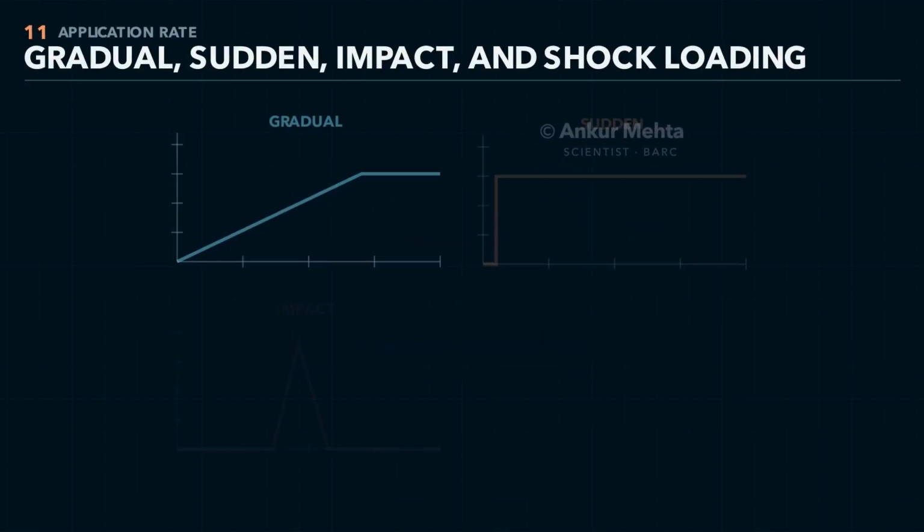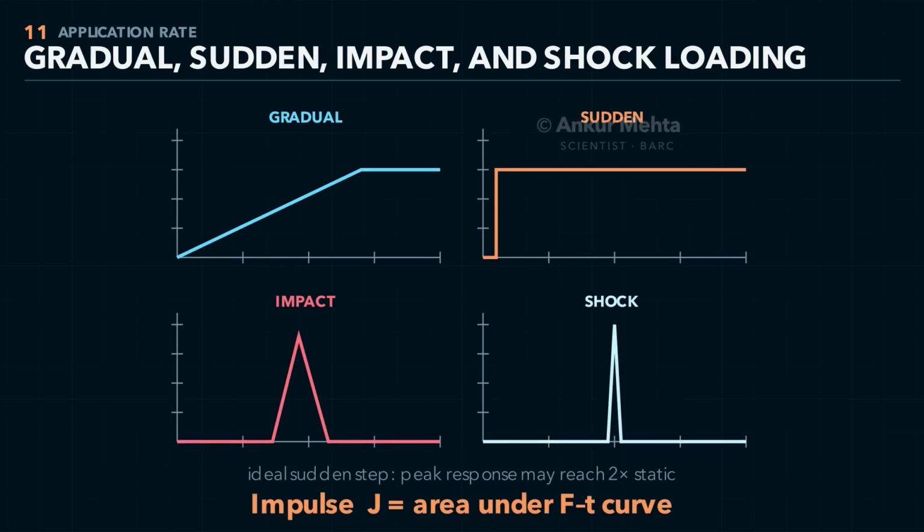Load time history explains how application rate changes response. A gradually applied load rises slowly, allowing the structure to remain close to equilibrium. A suddenly applied step load reaches its maximum almost instantly and remains there. In an ideal undamped linear system, that step can produce a peak displacement twice the corresponding static displacement. Impact loading involves contact between bodies with relative velocity, so kinetic energy is transferred during a short interaction. Shock or blast loading acts for an extremely short duration with a very high rate. Its effect is strongly related to impulse, the area under the force-time curve. Equal peak forces can therefore produce very different responses.